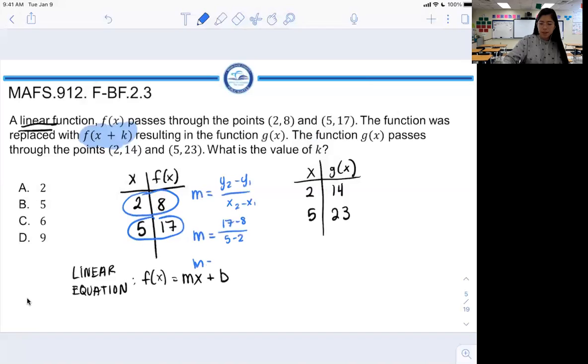17 minus 8 is 9, right? Am I right? 17 minus 8? 9, yeah, 9. And then 5 minus 2 is 3. So what's 9 divided by 3? 3. My slope is 3. All right, if my slope is 3, can anyone tell me how I can figure out the y-intercept?